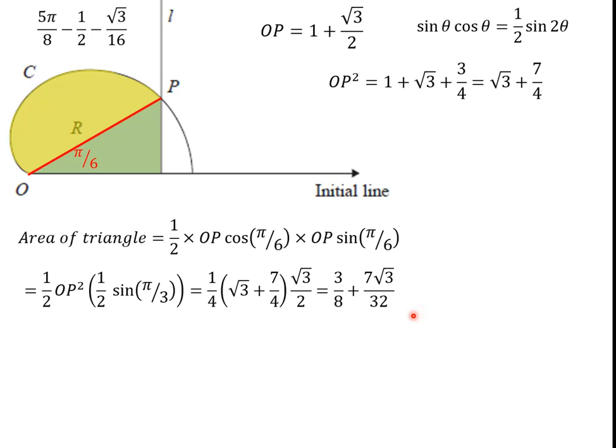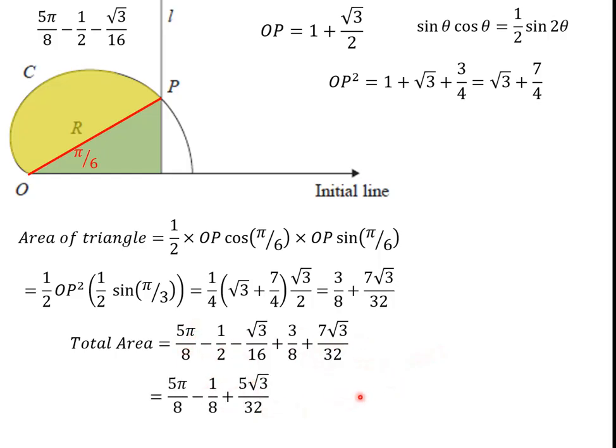And then finally, we'll add the two together. So this one plus this, and then do all that one in the calculator. Don't put the 5 pi over 8 in there, but all this in the calculator. You get minus an eighth plus 5 root 3 over 32.